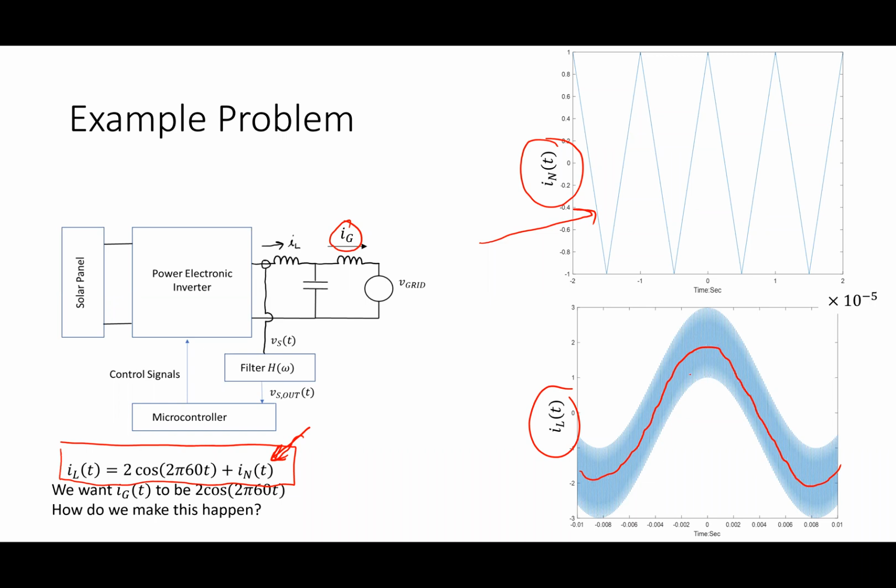The requirement that the utility places on me, as the guy who hooks up my solar to the system, is it says, get rid of that noise before you hook up to our grid. So you are thus required to put in a filter. In this case, we put in a filter where I sub L is my input and I sub G is my output. I want to make sure that I sub G is much closer to just this 60 hertz that is underlying this guy.